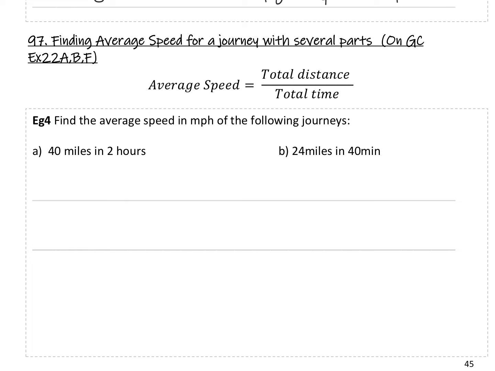So find the average speed in miles per hour of the following journeys. 40 miles in 2 hours. You can use a formula, but you can also use ratio and just a bit of understanding. If you're going to do 40 miles in 2 hours, then that's going to be 20 miles in 1 hour, half the amount. Using the formula, speed is distance divided by time. Distance is 40, the time is 2, so we get that the speed is 20. It's in miles per hour.